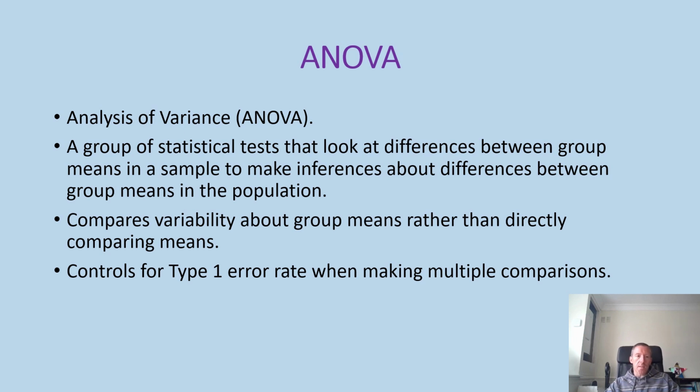So I guess a question that this raises is if we have more than 2 groups to compare, why don't we just use multiple t-tests? If we've got 3 groups, why don't we use a t-test to compare groups 1 and 2, a t-test for 2 and 3, a t-test for groups 1 and 3? The problem with that is we're doing multiple comparisons, and the useful thing about ANOVA is it controls for type 1 error when we're making multiple comparisons.